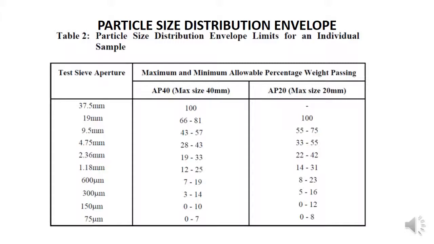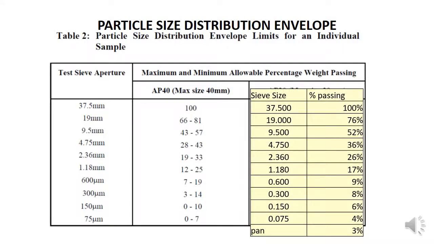We can compare the grading curve for the sample we looked at in the previous slide and see that all of the values fall within the minimum and maximum values required by TNZM4. So this aggregate meets the specified grading requirements, although it needs to meet the other requirements such as crushing strength, CBR, that we looked at before.